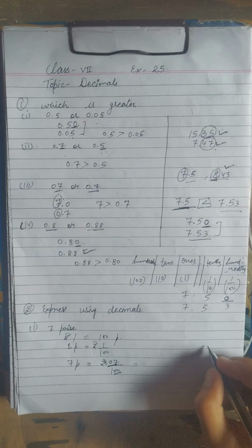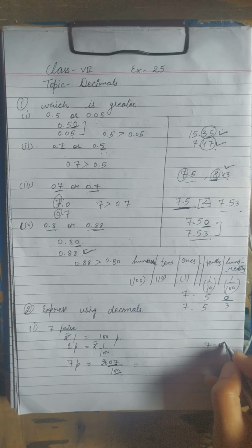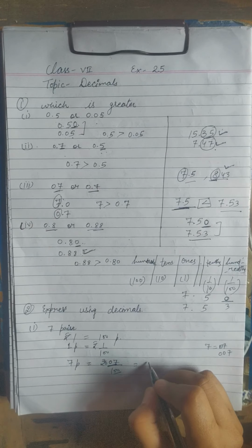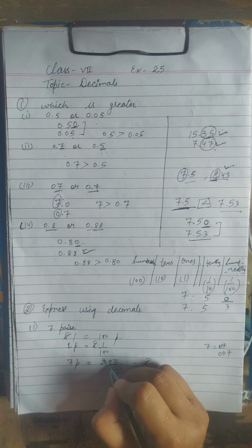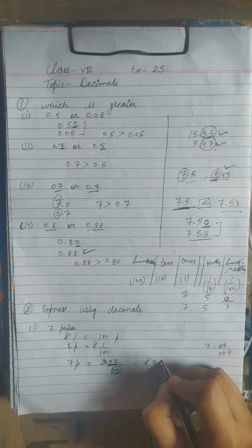Because 7 can also be written as 07 or 007. So this is equal to rupees... How many digits do we have to leave in the decimal place? 2. So that means our decimal will be here. So it is 0.07.